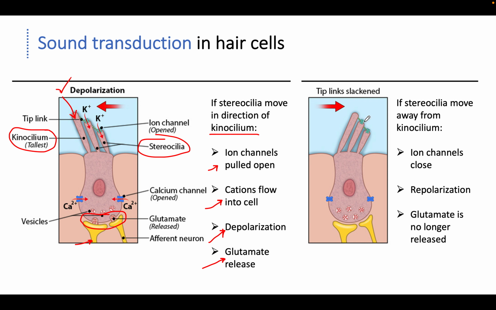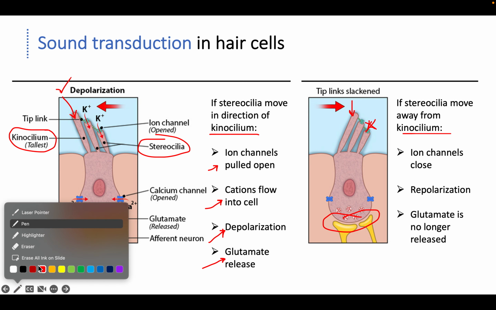So whenever the deflection of the basilar membrane in this endolymph pushes these cilia away from the kinocilium, right? So away from this one large stereocilia here, our ion channels are going to close. When they close, we no longer have potassium rushing in, right? So we get repolarization, and glutamate is no longer going to be released. So you see down here, we no longer have glutamate being released at our synapse. So we no longer have this transmission of the action potential toward the central nervous system, toward the brain.